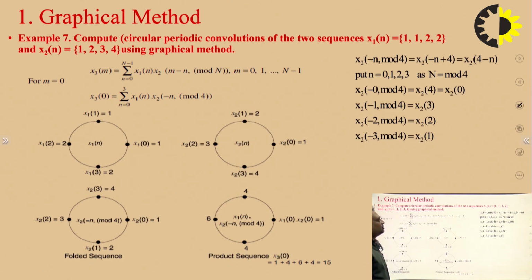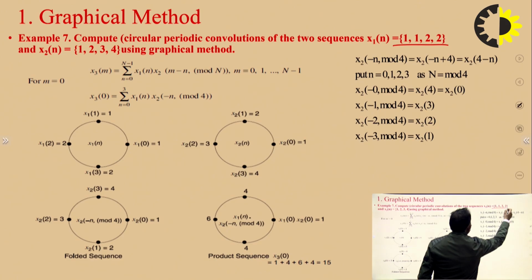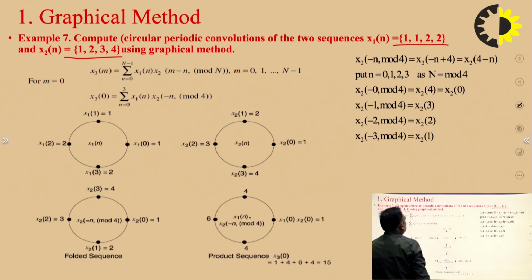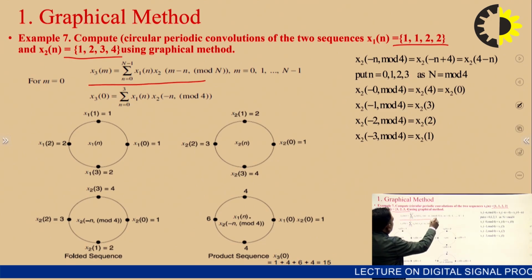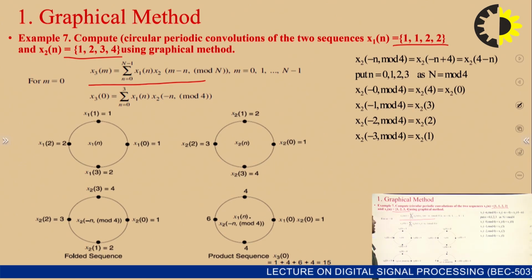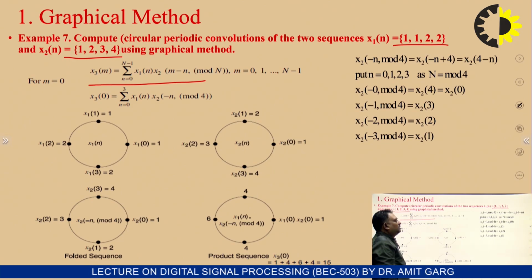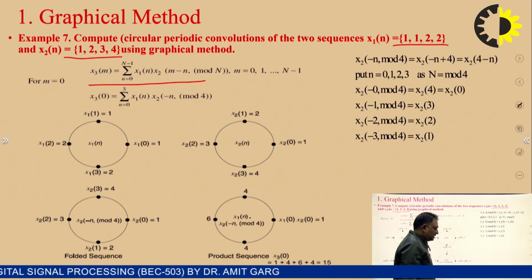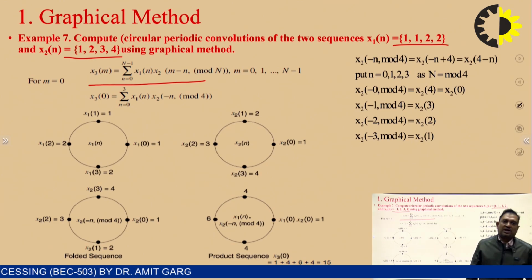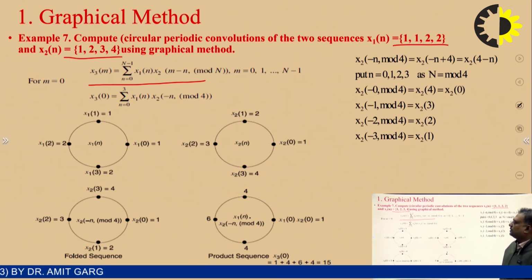Okay, so let us suppose we are given two sequences, 1, 1, 2, 2 and another one is 1, 2, 3, 4. Now we have to find the circular convolution using the graphical method. The expression is x3(m) equals summation n equals 0 to N minus 1 of x1(n) into x2((m minus n) mod N), where m equals 0 to N minus 1. This mod N basically shows the length of the periodicity. It means that if N is, let's say, 4, the sequence will be repeated after every 4 samples.